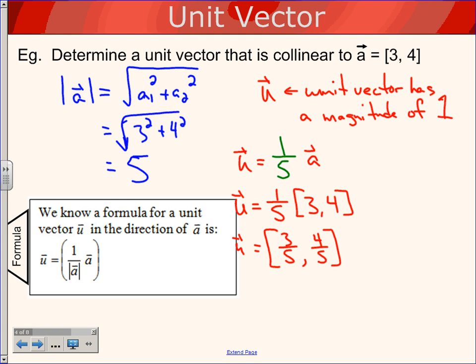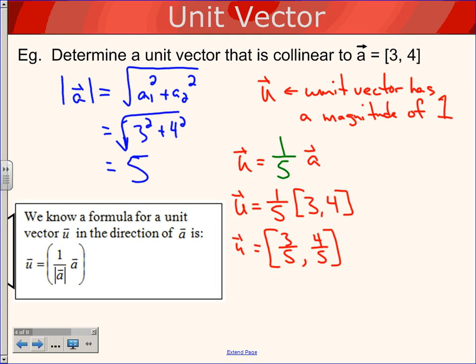This is officially the formula. This is what we just did though. If we want to get a particular unit vector in the same direction as some other vector, then what we do is we do 1 divided by the magnitude of vector A times vector A. And that's what we did here, right? The magnitude of vector A was 5. So we found that magnitude, and then we used that to help scale the particular vector we started with.